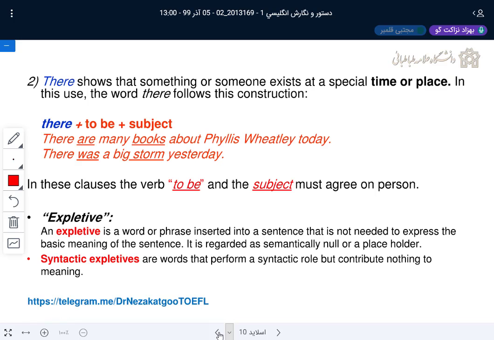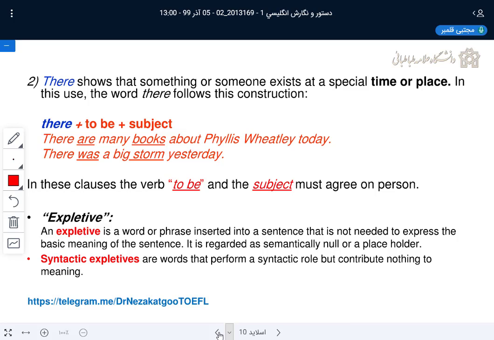Let's go with the next one. Two: there. There shows that something or someone exists at a spatial time or place. In this use, the word there follows this construction: there plus to be plus subject.